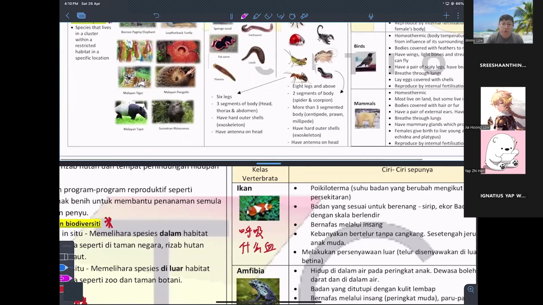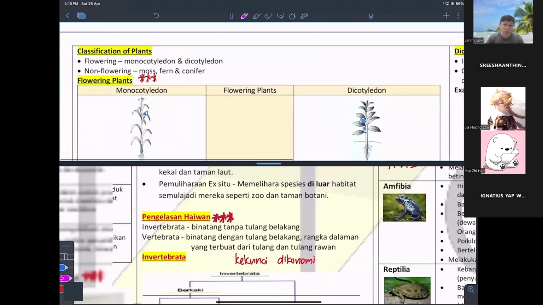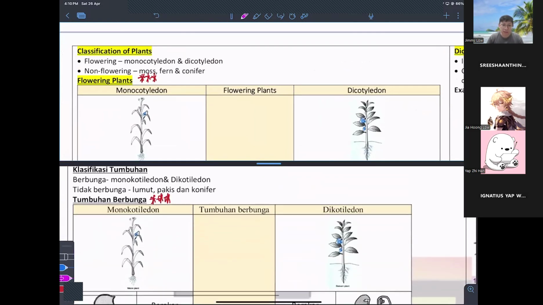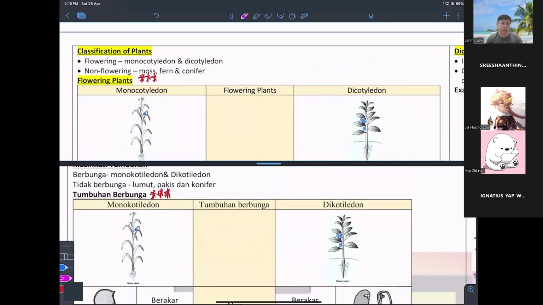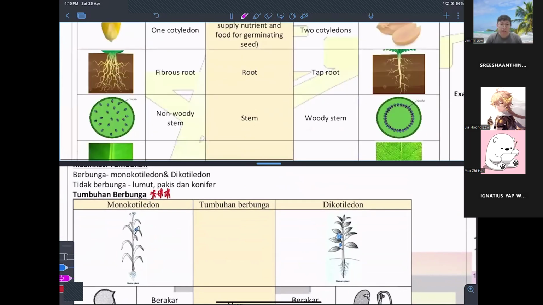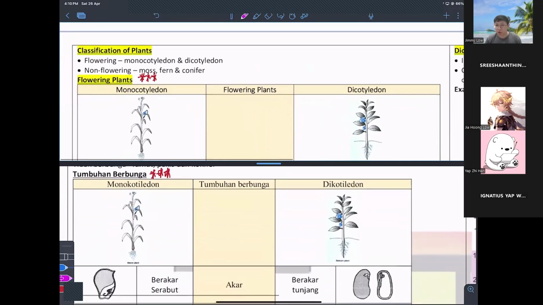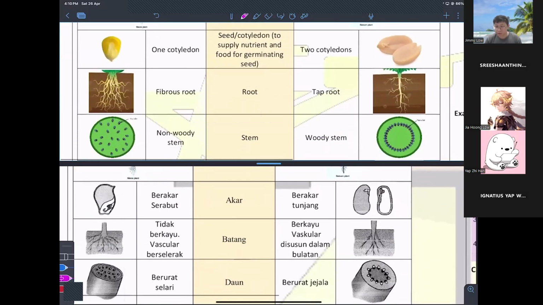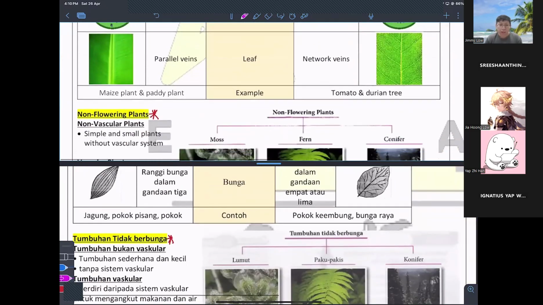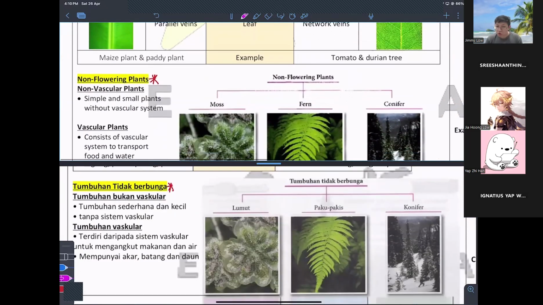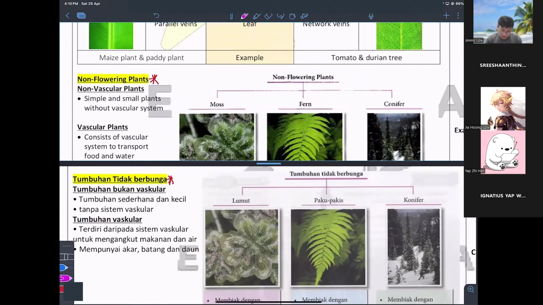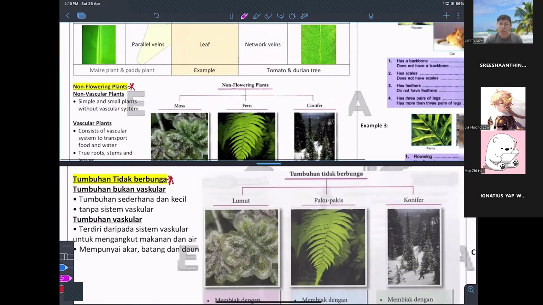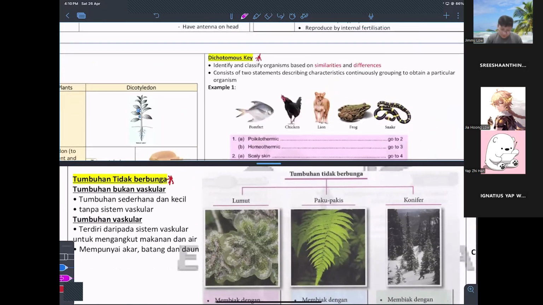The next one is the classification of plants. It is important to know flowering plants and non-flowering plants. For flowering plants, you have to know monocotyledon, dicotyledon, all the details here, and their characteristics. Important. Non-flowering plants, just read through. No need to memorize anything. The last one is the dichotomous key.